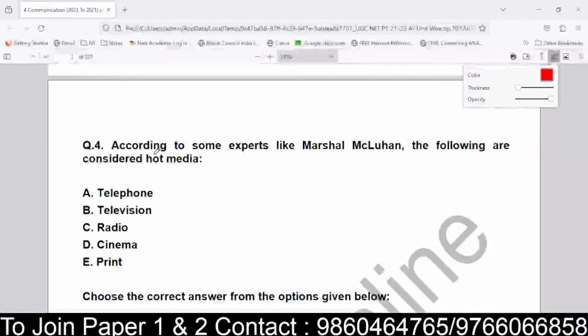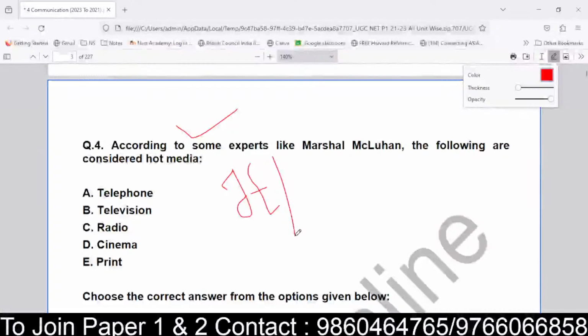So according to that, we are talking about hot media and cool media. Is it fine? According to the experts, hot media is about high engagement, and cool media is basically about a lesser amount of engagement, just static things to be given.